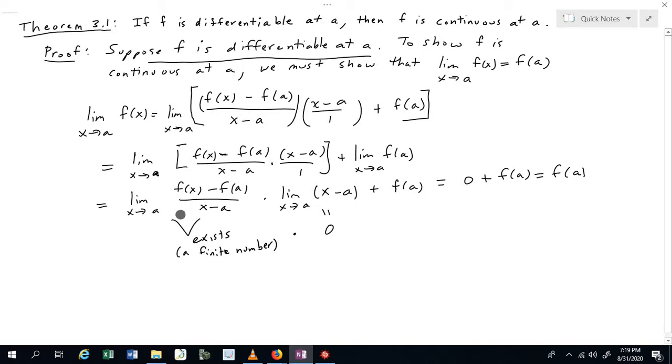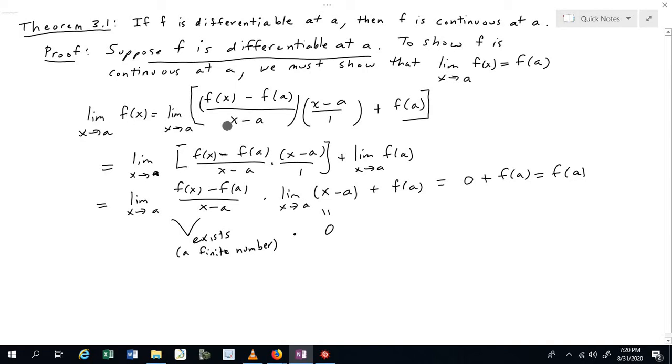Now look, if this limit doesn't exist, in other words if f is not differentiable at a, then you can't take that non-existent number and multiply it by 0. There's no way to perform this operation. You can only multiply finite numbers by finite numbers. So if this limit is infinity or negative infinity or simply doesn't exist and is not a number, then we have a problem here. And that's why we need this condition. We must have f be differentiable at a in order for f to be continuous at a.